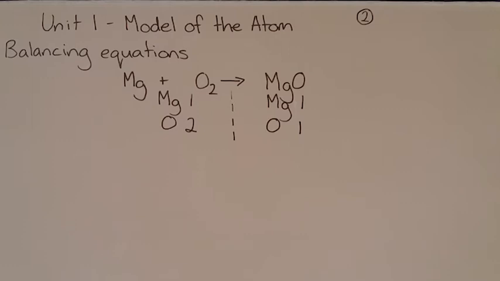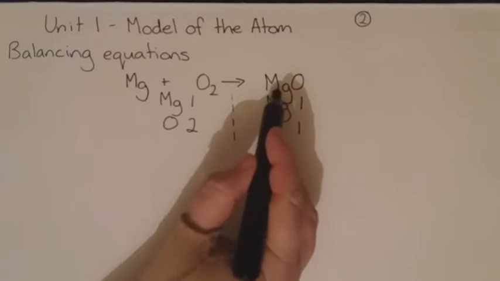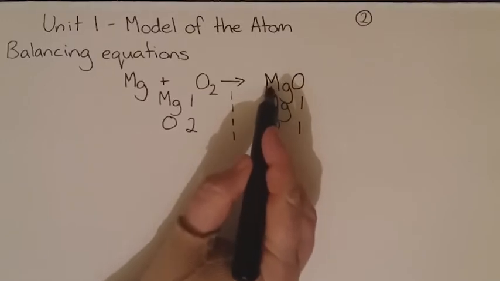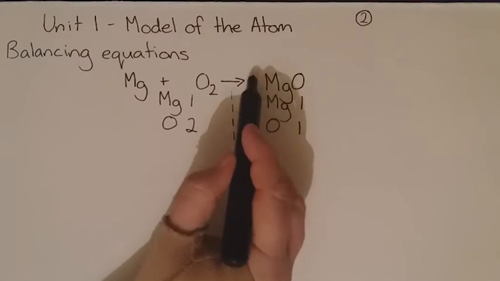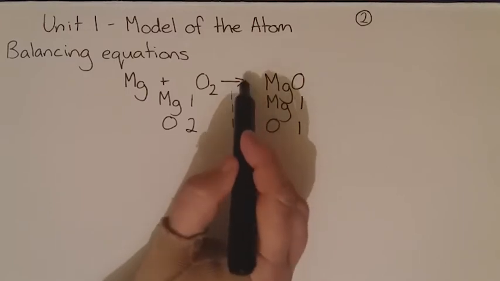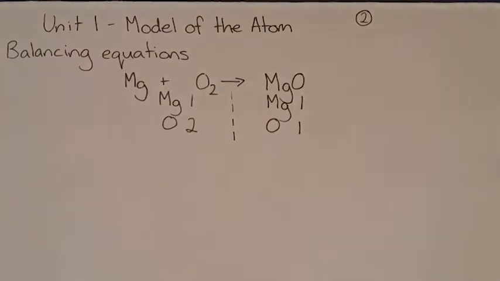The next step is to look to see which elements we haven't got the same number of atoms for, and in this case it's the oxygen. We've got 2 in the reactants and only 1 in the product. We're obviously going to have to add something to the product side of the equation, but in order to do that we need to understand what putting a number in front of the product actually means.